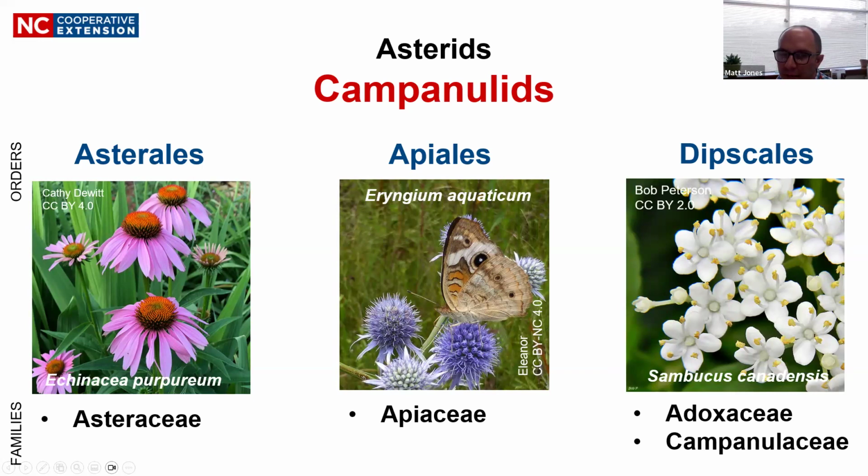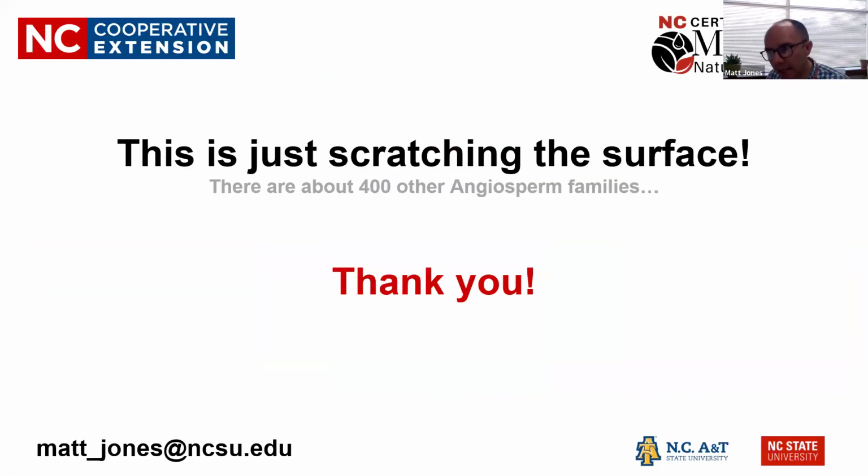And then finally, in the Dipsacales order, which you probably never heard of, but it does include 2 cool families, Adoxaceae, which includes viburnums and elderberry, Sambucus, and Campanulaceae, which is the bellflower family, so cardinal flowers are in this group, etc. So this is but a tiny taste, and there are many, many more families to look at.